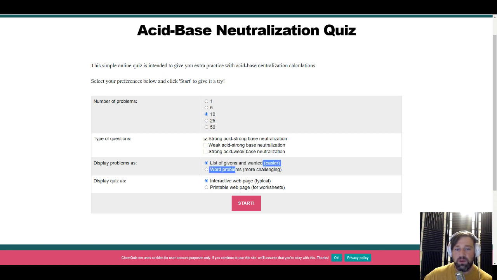I honestly don't care if you do the lists of givens and wanteds or the word problems. With word problems, all you have to do is figure out what we're after. If you are really serious about the AP exam and you want a bit of extra practice, do the word problems. If you are not as serious, then do the lists of givens and wanteds. That's fine as well. Or do 5 and 5. It's a good mix. So, let's go through and show you what I'm talking about.